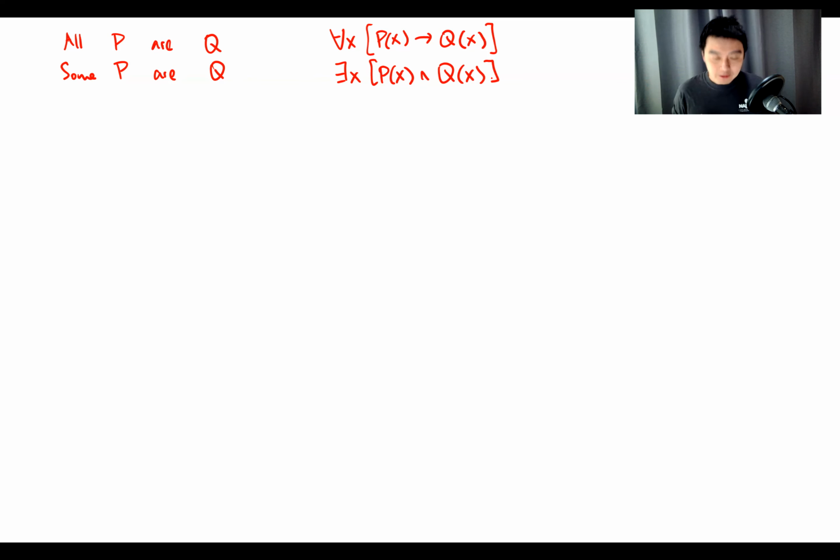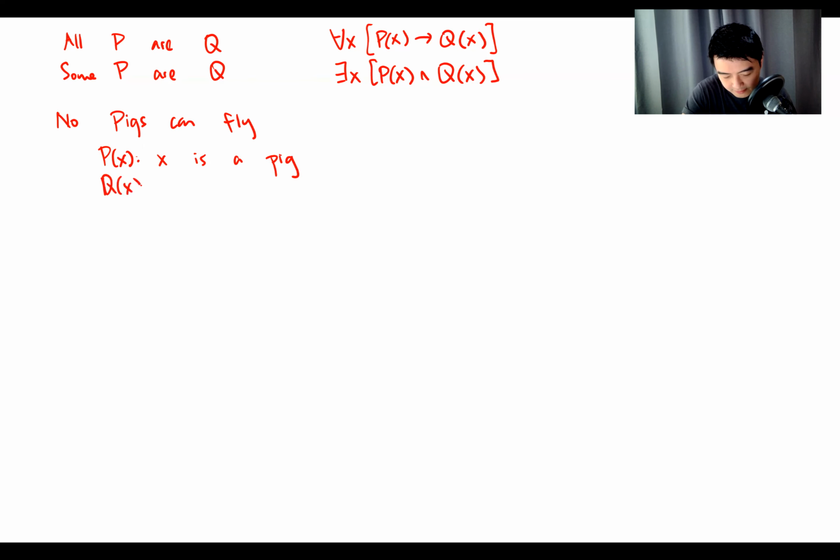All right, so now let's think of a different form. What if I said I want the translation of no P are Q? How do we translate no P are Q? In fact, let's do an example here. No pigs can fly. Let's say that P of x is that x is a pig, and Q of x is that x can fly. I'm going to assume here the universe of animals, so the universe of x is animals.